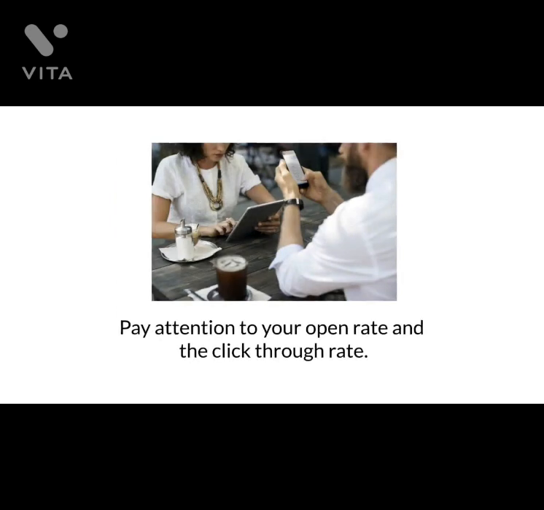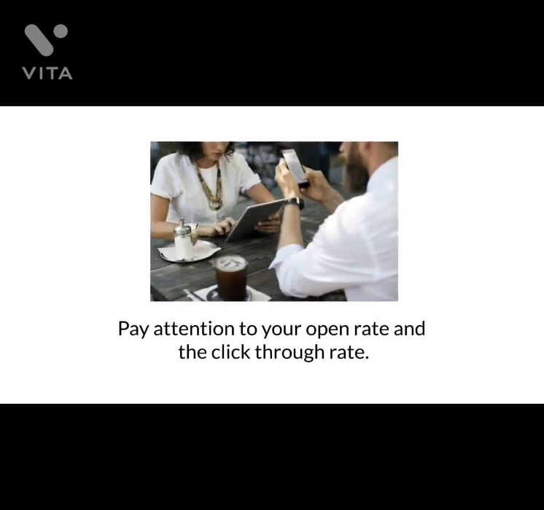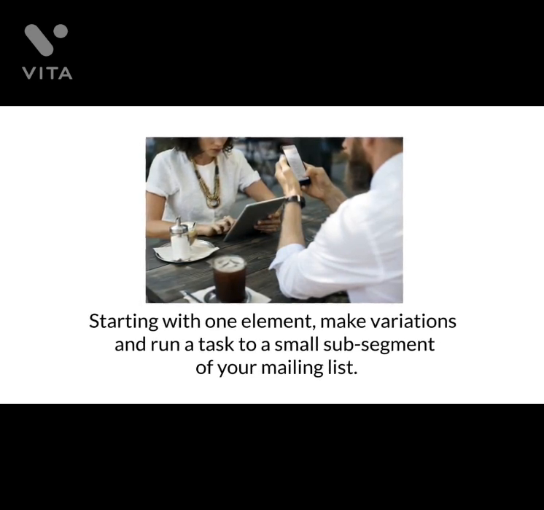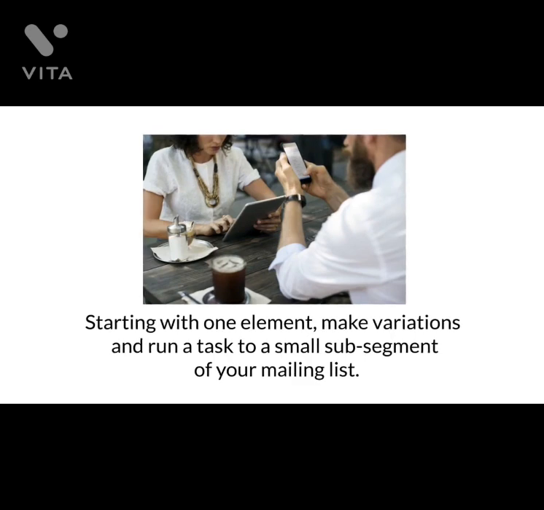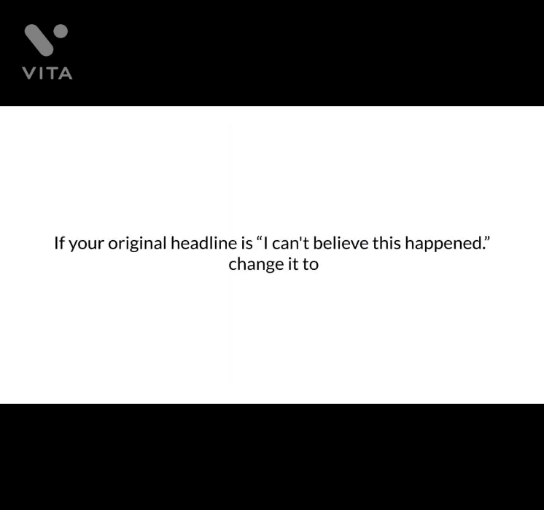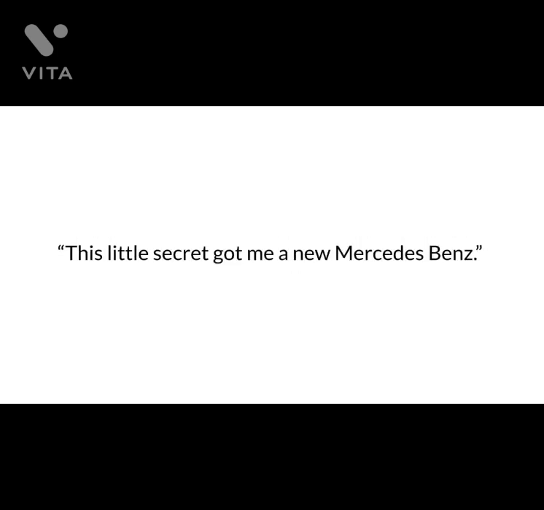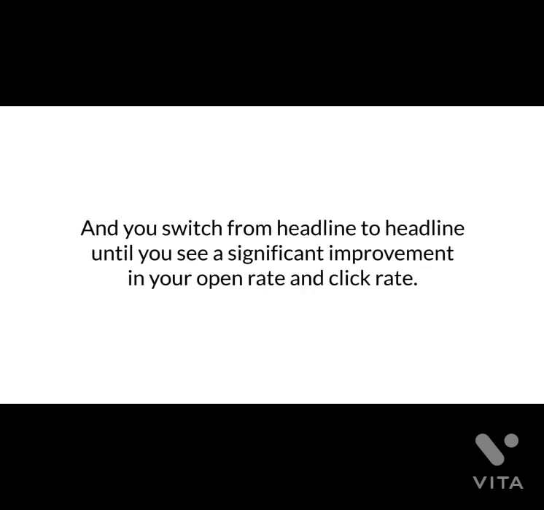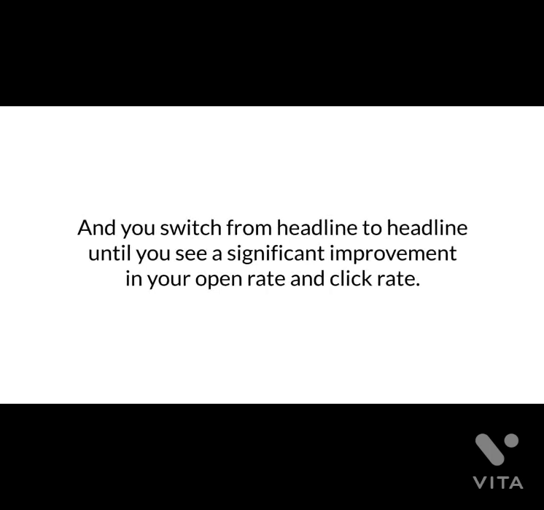Next, send out your updates and see how well they are received. Pay attention to your open rate and the click-through rate. Starting with one element, make variations and run a test to a small subsegment of your mailing list. See if there is any improvement from the previous email's performance. If there isn't, make variations on the element again. For example, if your original headline is, "I can't believe this happened," change it to, "This little secret got me a new Mercedes-Benz." And you switch from headline to headline until you see a significant improvement in your open rate and click rate. Once you see an improvement, make small variations of that headline and test again to see if you can get more improvements.